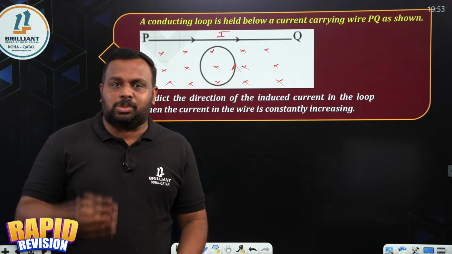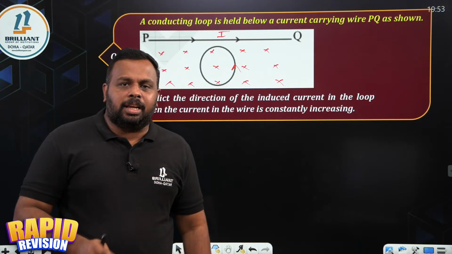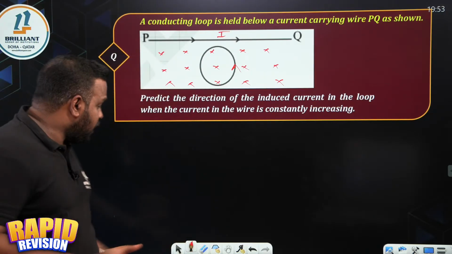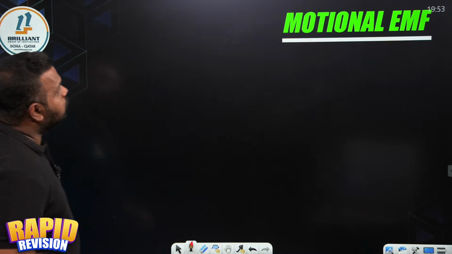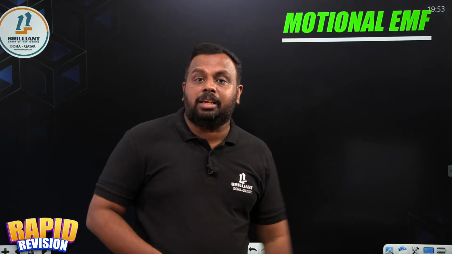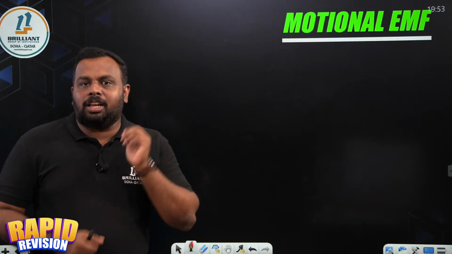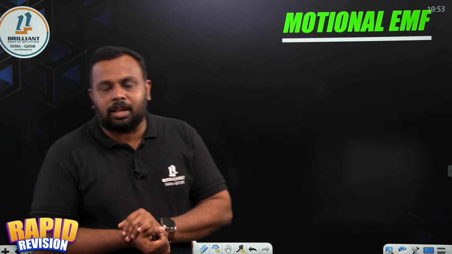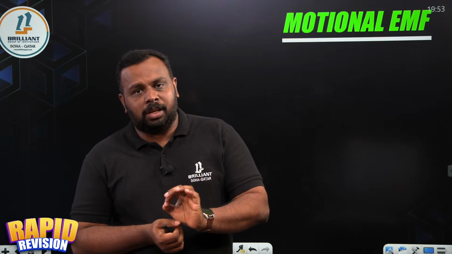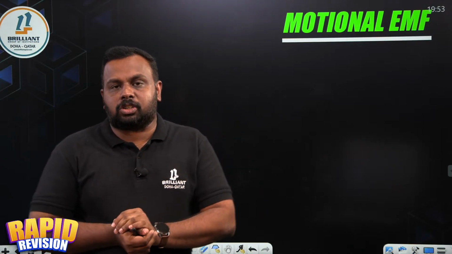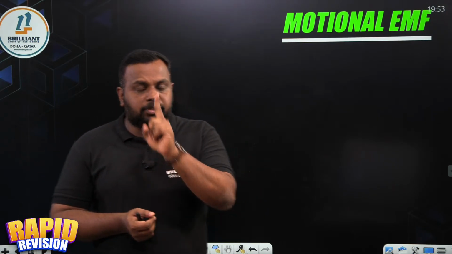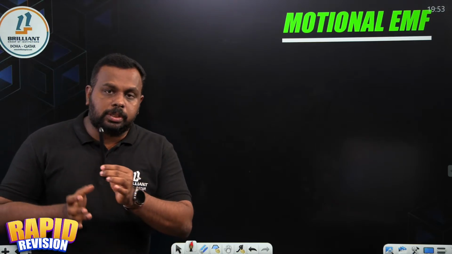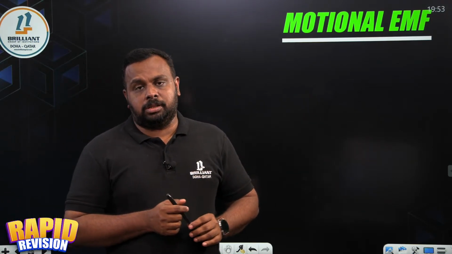So please practice the questions and try to find all the answers of these kinds of questions by yourself. Okay, so I'm going to the next topic, motional EMF. Motional EMF, another important topic. There may be numericals also from it. What is motional EMF? Definition, very simple. It is a special case of electromagnetic induction. It is the EMF induced in a conductor due to its motion in a magnetic field.